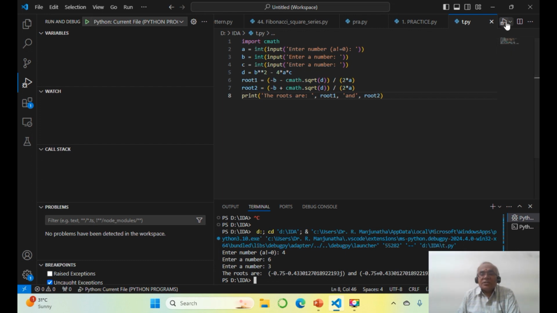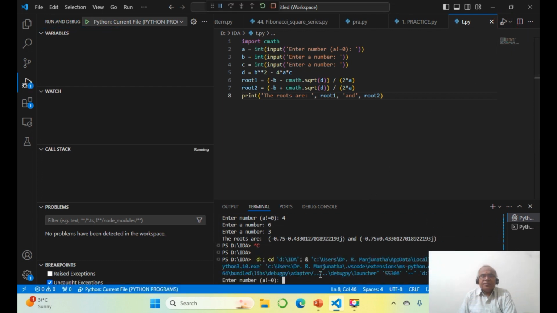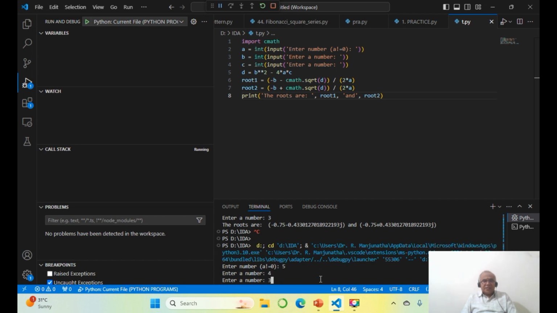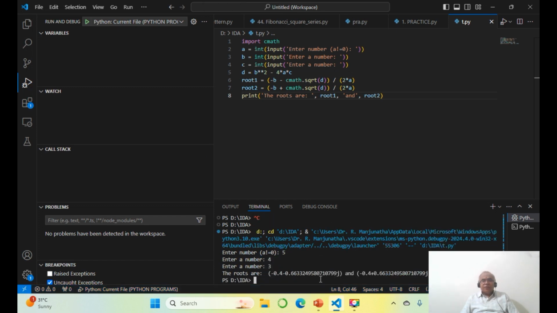So here, suppose if I want to run it again, I will say 5, 4, 3. So the roots of this equation are minus 0.4 and minus 0.4, and this plus. Whenever you give the numbers, it will calculate its values and give the real and the imaginary roots. So this is how in general we will be able to find the roots of the quadratic equation by using the Python program by considering the cmath module. Thank you.